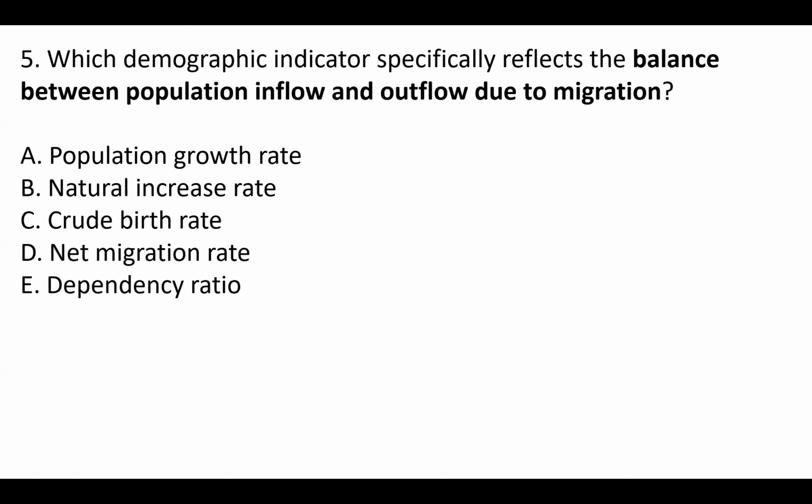Which demographic indicator specifically reflects the balance between population inflow and outflow due to migration? Population growth rate, natural increase rate, crude birth rate, net migration rate, or dependency ratio? D. So the answer is D, net migration rate.